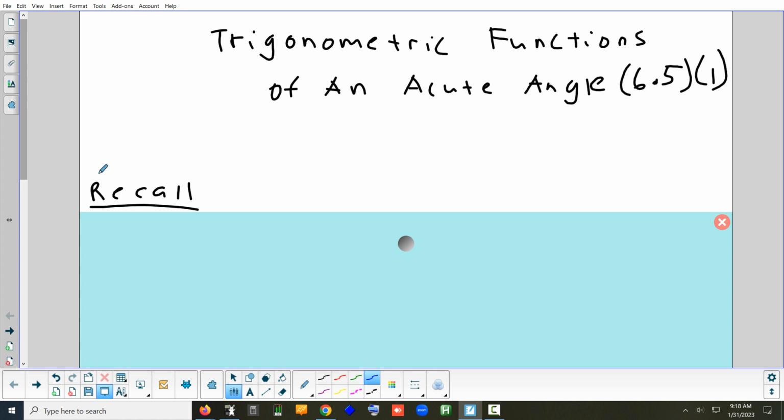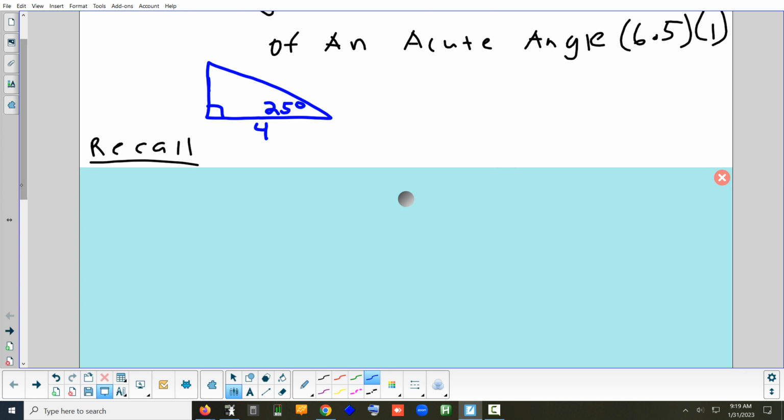So what we're going to look at in section 6.5, kind of the big idea here is eventually I'm going to be giving you a triangle, and I'm going to label some pieces of information in it. Maybe I'll tell you this side is 4, and this angle is 25 degrees. And I'll ask you to figure out everything else in that triangle. That's the goal of this section. Find the other angles, find the missing sides. So that's what we'll talk about how to do.